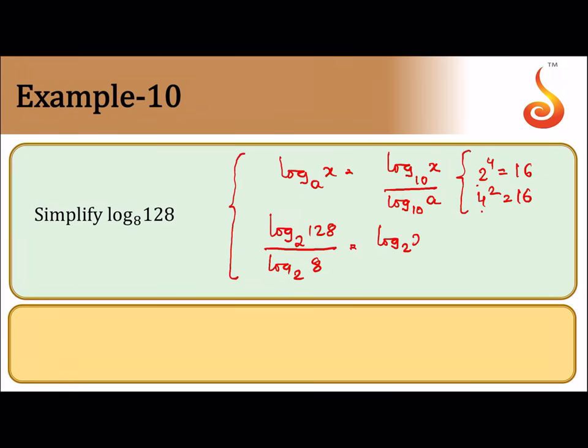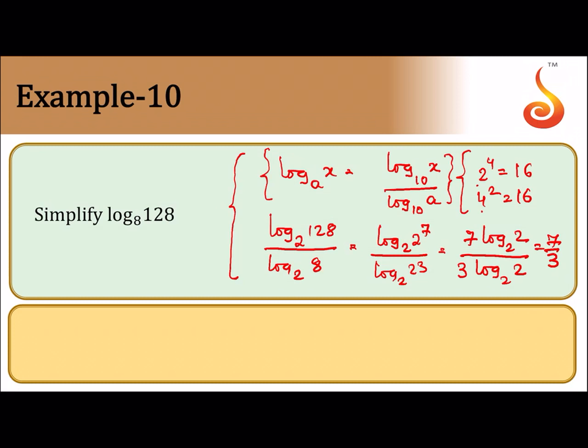So 2 2s are 4, 4 2s are 8, 8 2s are 16, 16 2s are 32, 32 2s are 64, 64 2s are 128. So this is log base 2, 2 to the power 7. This is log base 2, 2 cube. So we get 7 log base 2 2 divided by 3 log base 2 2. So the final answer is 7 by 3.